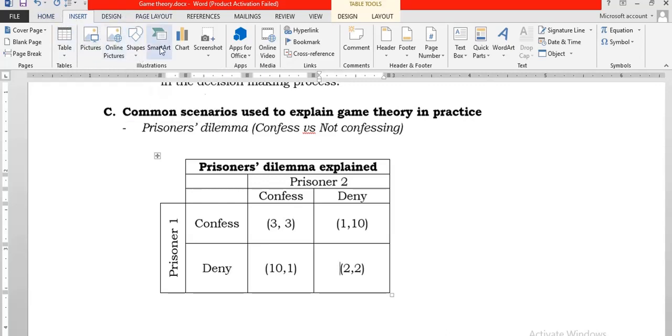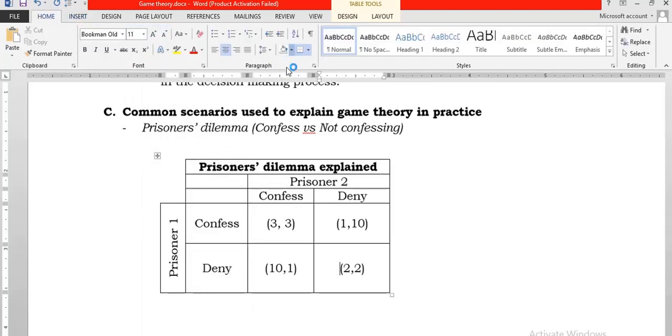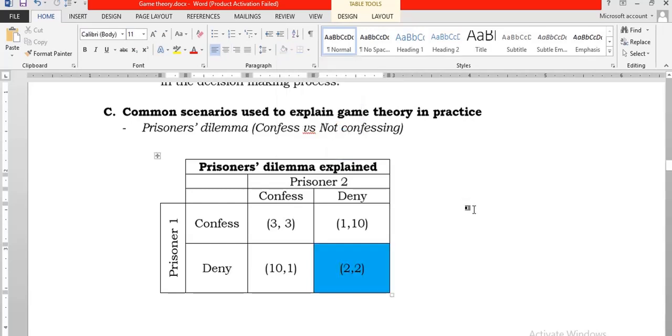Let me try to shade it a bit. Let me see, where are you? Yes, here you are. I'm going to shade this one as a beginning position. That's the beginning position, okay, whereby they had 2, 2.